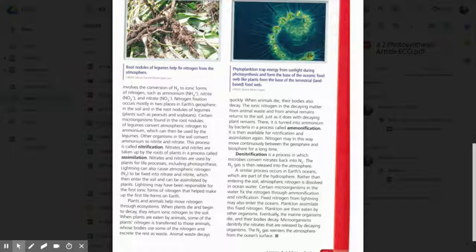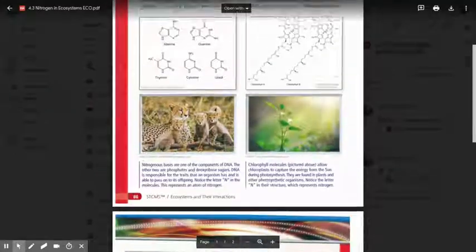Microorganisms denitrify the nitrates that are released by decaying organisms. The N2 gas re-enters the atmosphere from the ocean's surface. So once again, this was nitrogen.